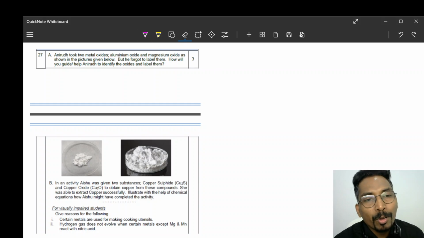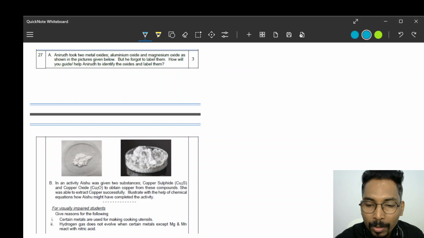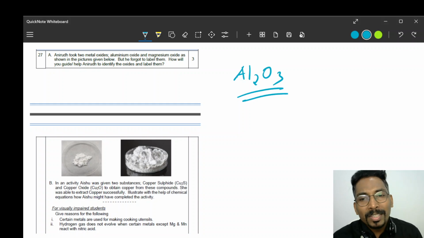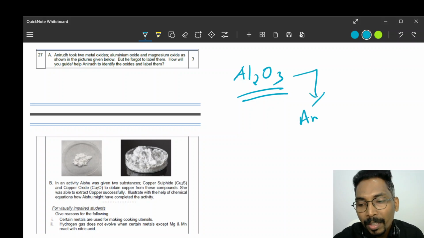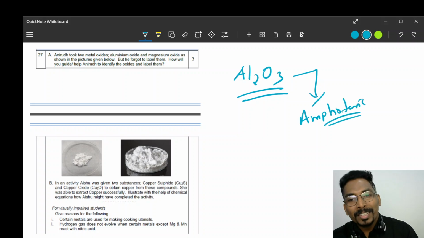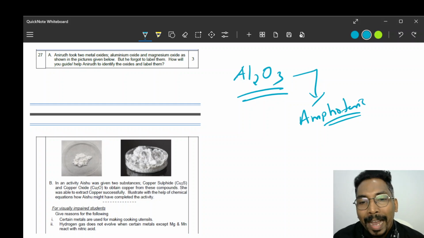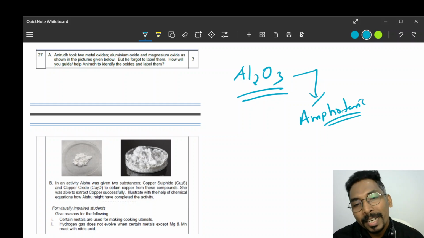Coming to aluminum oxide, what is the nature of aluminum oxide? All of you know aluminum oxide is amphoteric. It's a metal oxide, but it is amphoteric in nature. I hope you remember the word amphoteric. It's very important. Amphoteric means which can react with both acids and bases. So there will not be any particular color change using litmus paper.